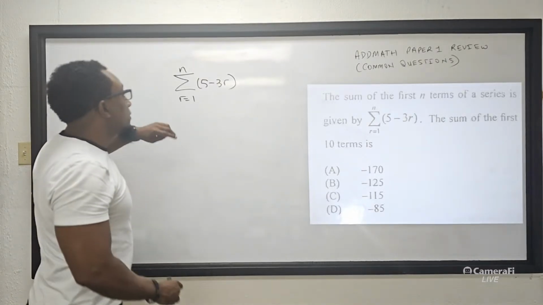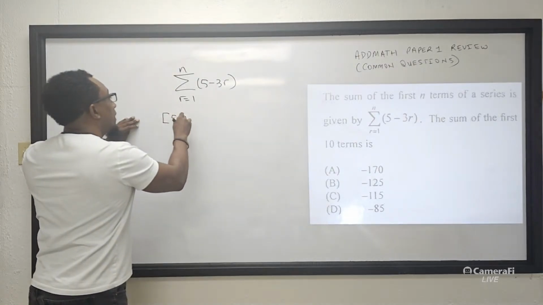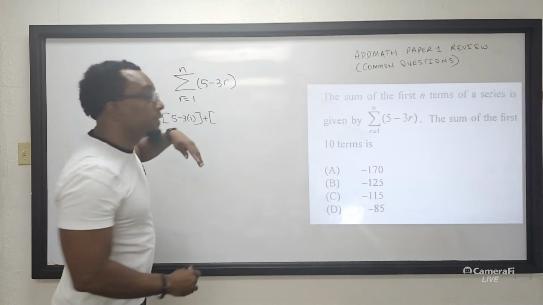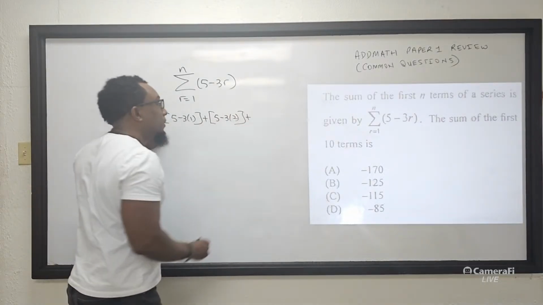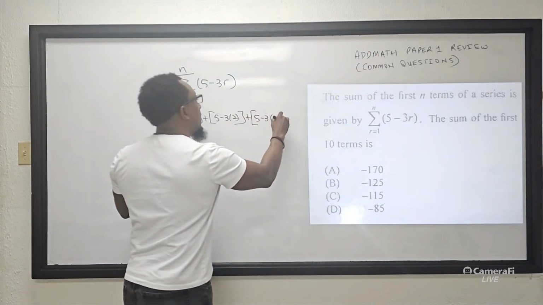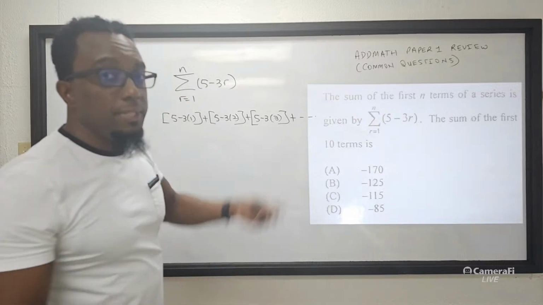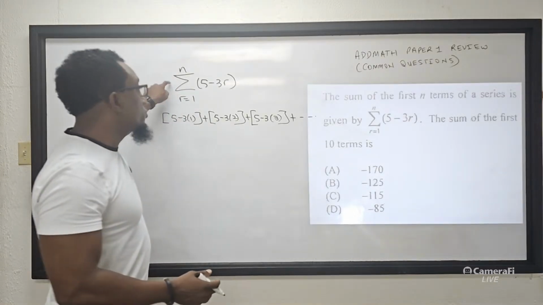So you can start with r equal to 1, so you substitute 1 inside here, 5 minus 3 times 1, plus, you substitute 2, move to the second term, 5 minus 3 times 2, plus, you can move to the third term, 5 minus 3 times 3, plus, and you keep going. You can go all the way down to the 10th term and then add them up. Because the sigma symbol here represents the sum.